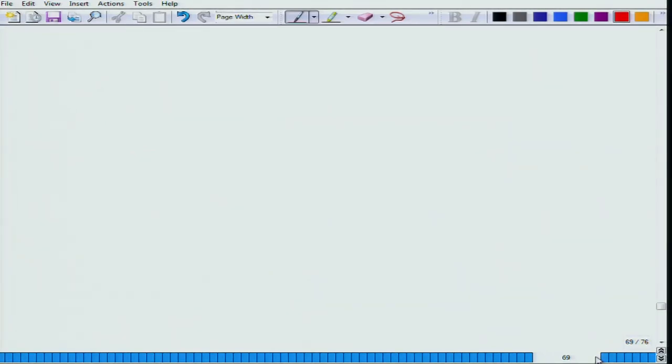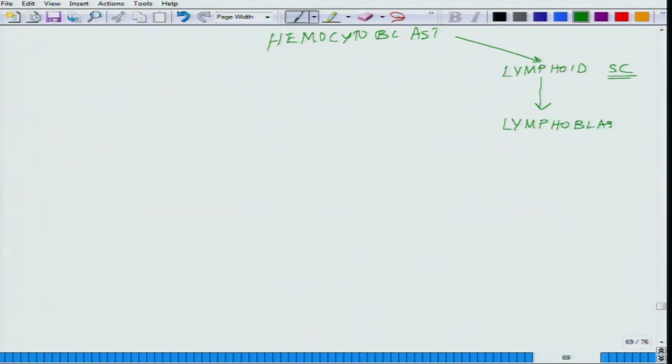So, again we start with hemocytoblast. Now, let me use some other color. Hemocytoblast. So, I showed you one division on that side, because they form lymphoid stem cells. Then lymphoid stem cells form something called lymphoblast. And lymphoblast forms something called prolymphocyte. And prolymphocyte forms lymphocytes. This is one route. There are multiple routes, which I am coming to next. So, this is where all the lymphocytes are formed.